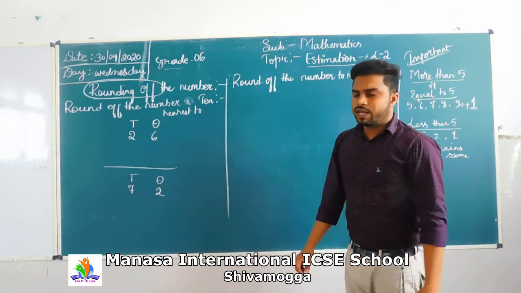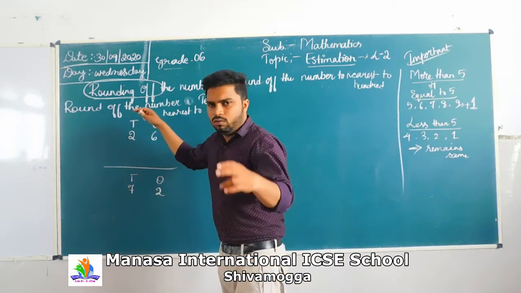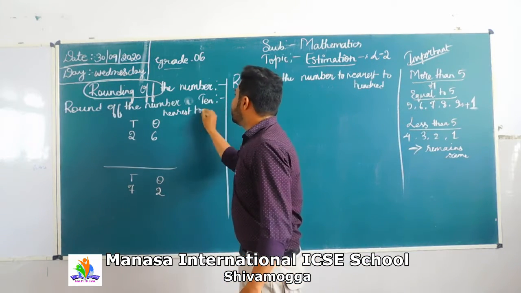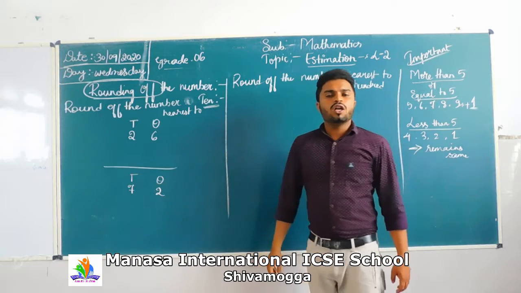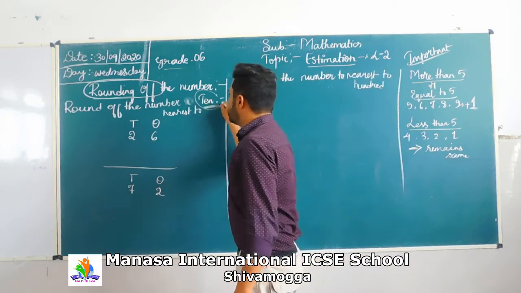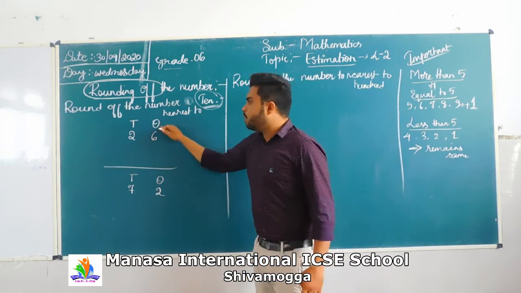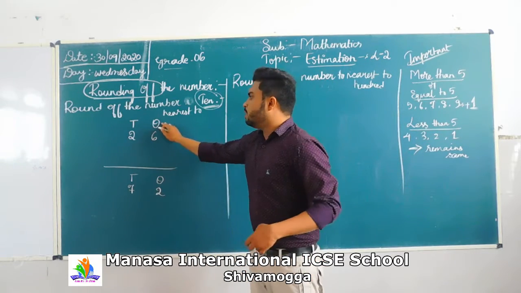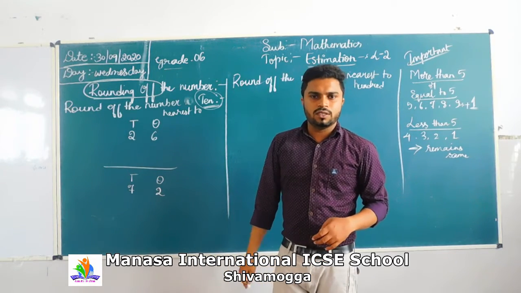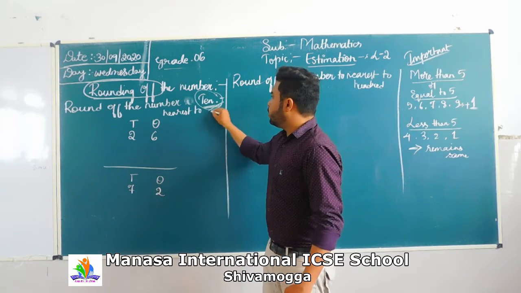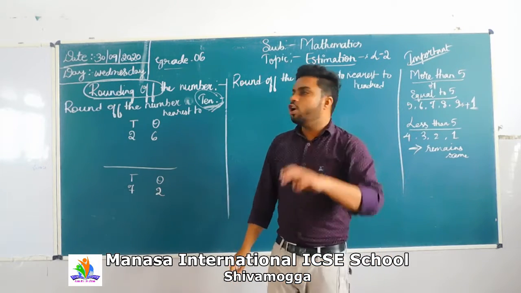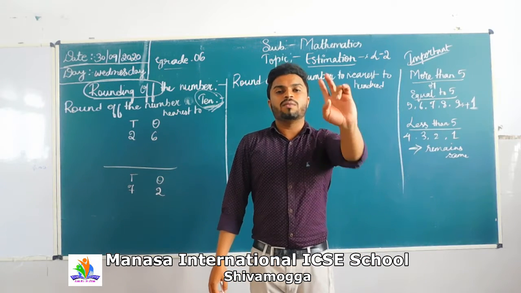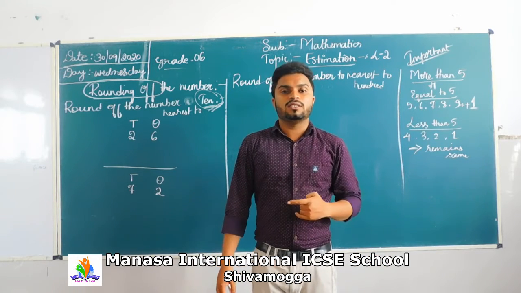See now, the first heading: round off the number nearest to 10. I have given two digits, 6 and 2, or 2 and 6. 6 is in the 1's place and 2 is in the 10's place. Now we are checking it for the 10's place. Round off the number nearest to 10's means you are going to see the number in the 1's place.